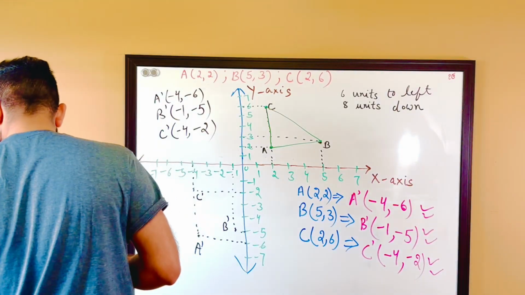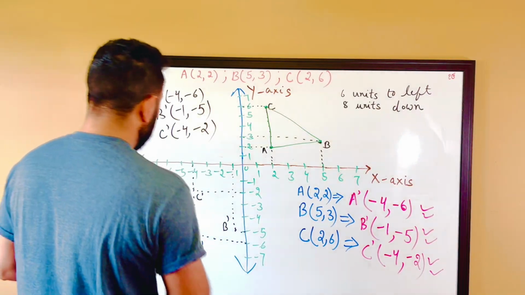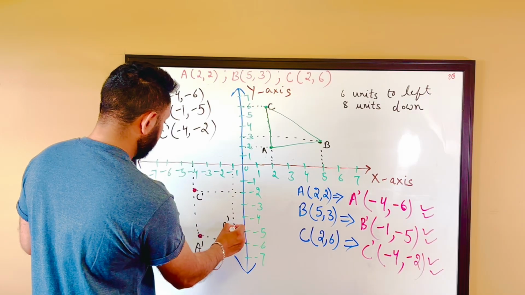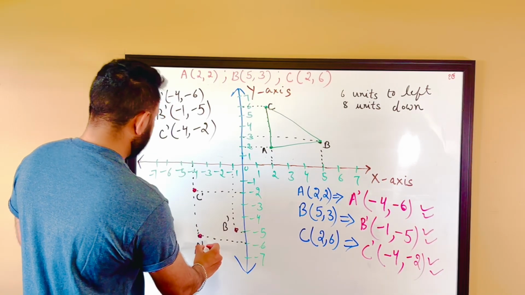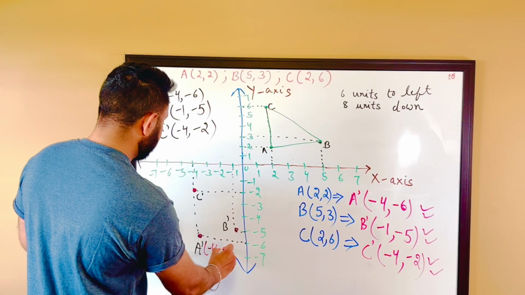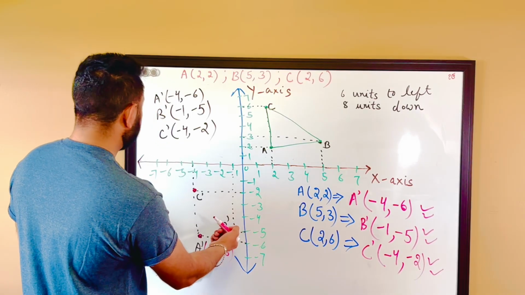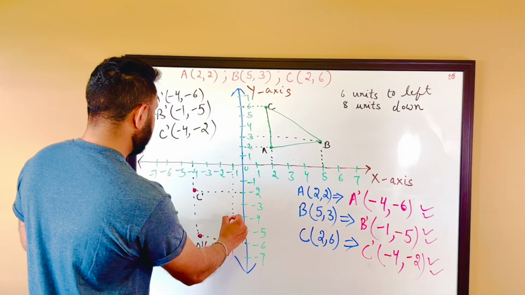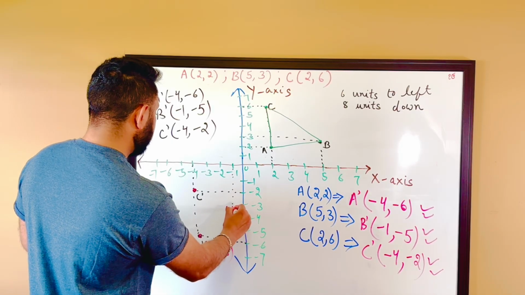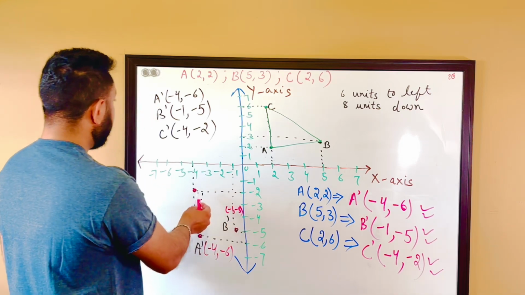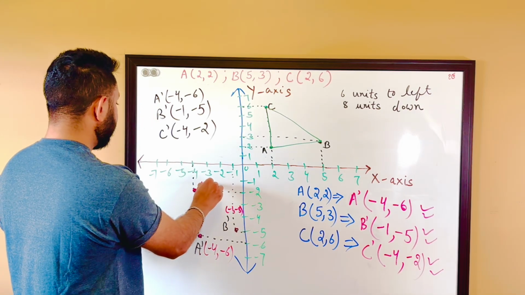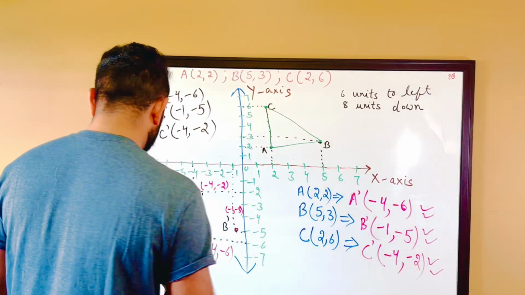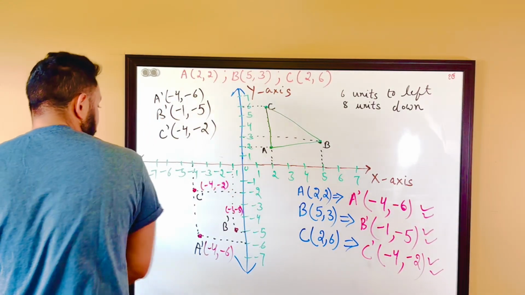So now we're gonna join these points: A dash (-4, -6), B dash (-1, -5), and C dash (-4, -2). So what we're gonna do, we're gonna join these points.